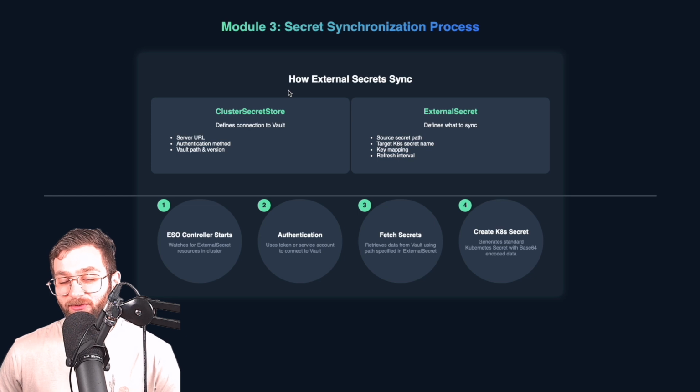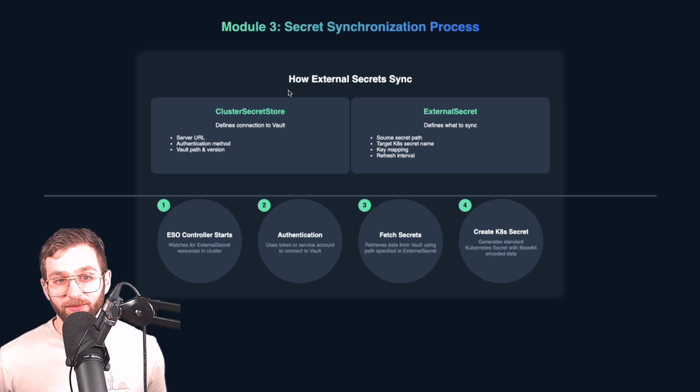How are we going to actually configure the connection between Kubernetes and Vault? That's where the ClusterSecretStore comes in. We're going to provide the operator with a server URL that it can use to find Vault, an authentication method, and it's just going to configure the connection from there.